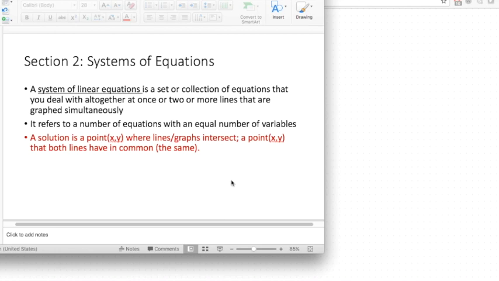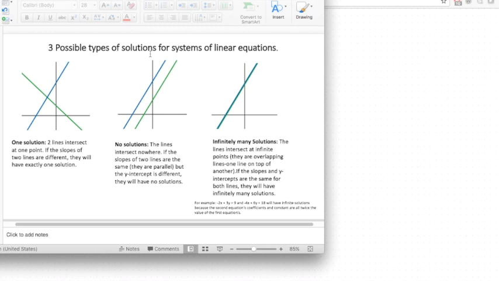Please be cautious that the reason why I'm going through these definitions and explaining is because you are expected to know these definitions for your exam, because you do have theoretical based questions. Let's look at three possible types of solutions for systems of linear equations, and it's basically as straightforward as that.